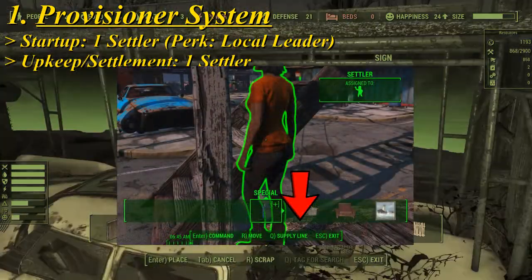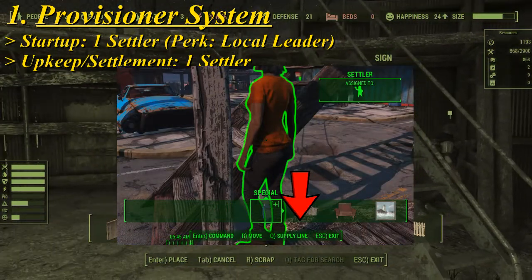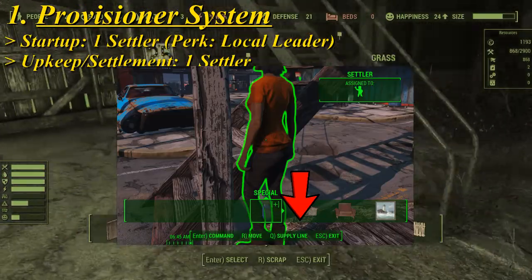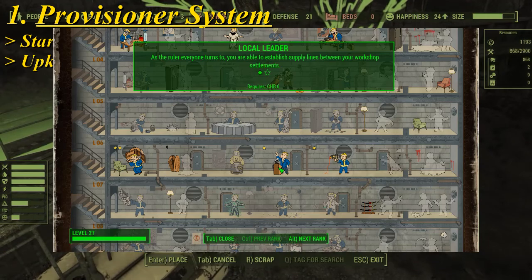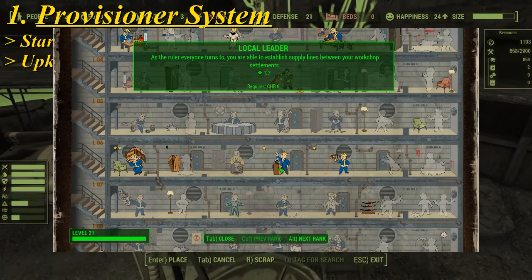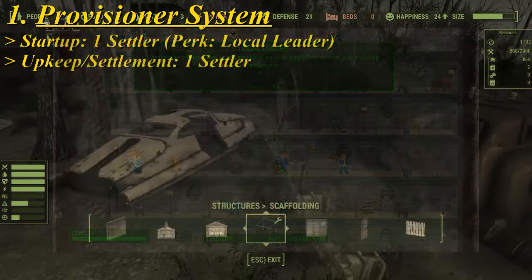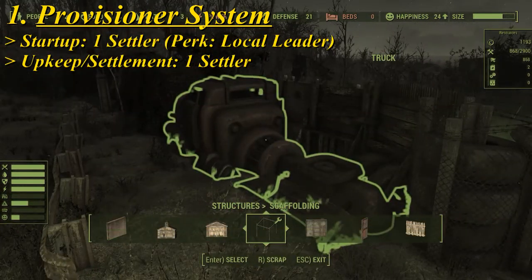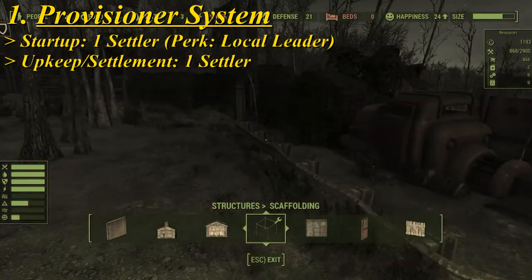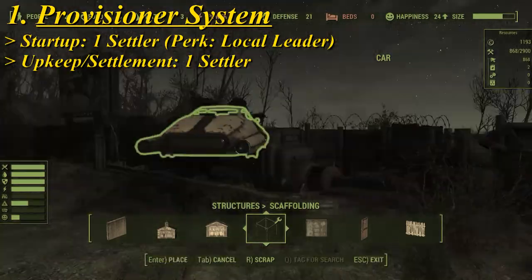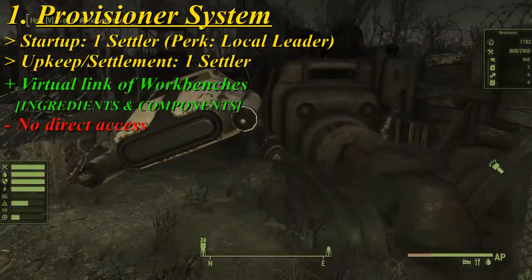What you do is you go into build mode or workshop mode and you grab yourself a settler and you hit Q if you happen to have the perk. Do bear in mind that the provisioner system needs a perk. I'll put it on the screen. You need a perk in order to link those settlements, and once you have that perk, you can designate a settler as a provisioner. What does the settler do? It simply walks between 2 settlements and links the workbench storage.